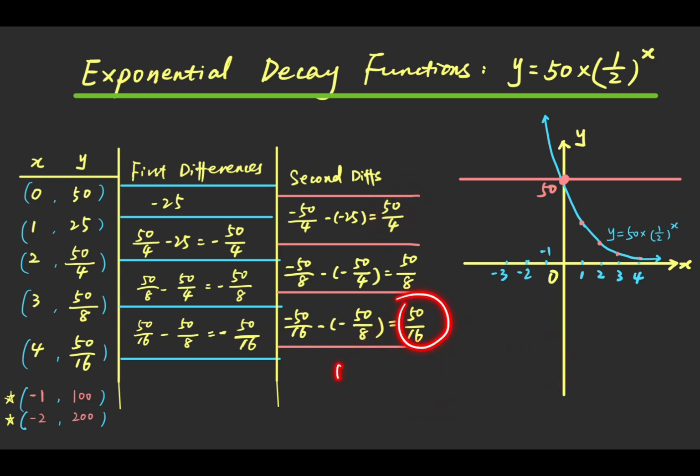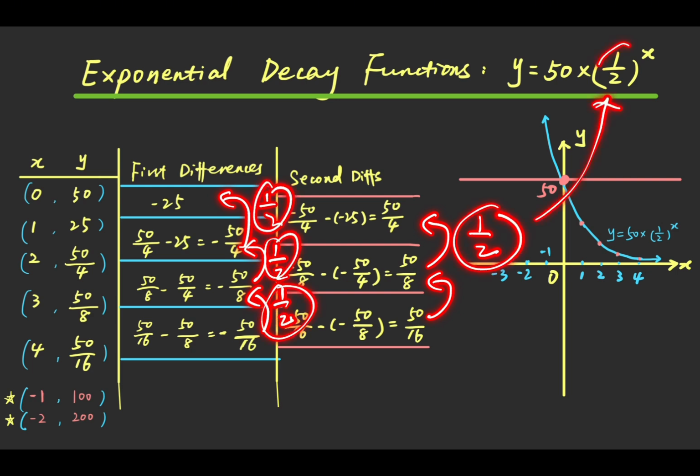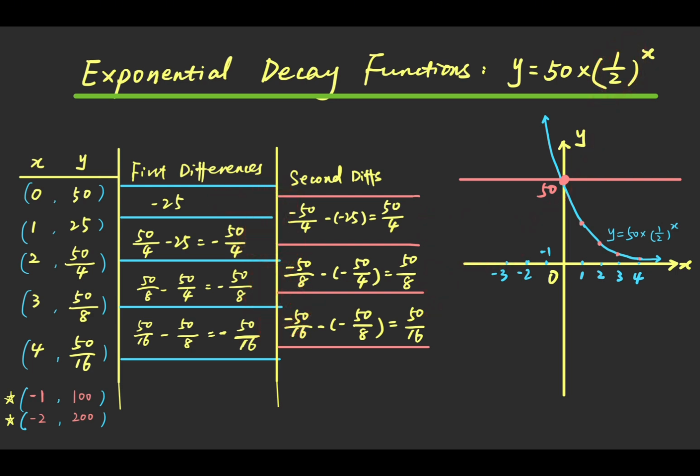And this number divided by this number will be the ratio 1/2. And this ratio is just this base. Okay. After analyzing the phenomenon, we can summarize the properties of the exponential decay functions.